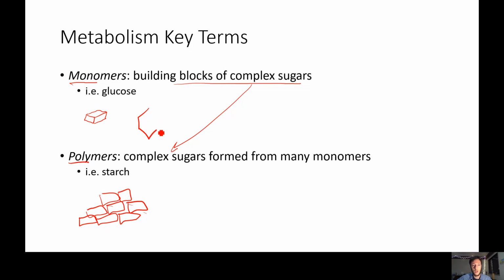So like with glucose, we have a monomer. When you have two monomers together, maybe they're bound by an oxygen, that would be called a dimer. And then when you get lots of these together, over and over, that's a polymer.